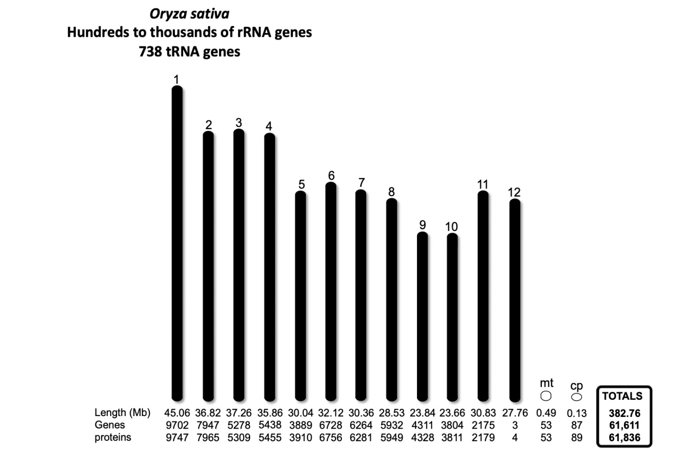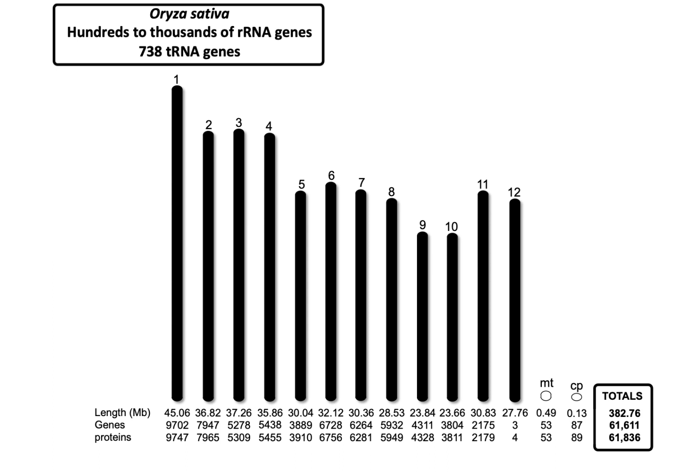So there's also alternative splicing going on here. You can see it's only partially been sequenced. This last chromosome 12 is not complete yet. And there's the mitochondrial genome and the chloroplast genome. It consists, as I said, of 61,600 genes, including hundreds to thousands of ribosomal RNA genes and 738 tRNA genes.